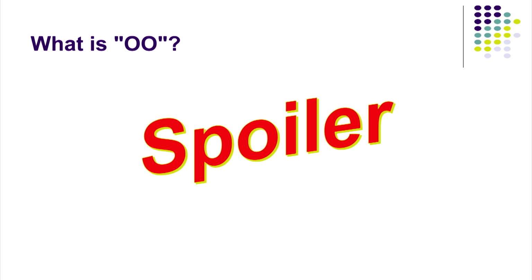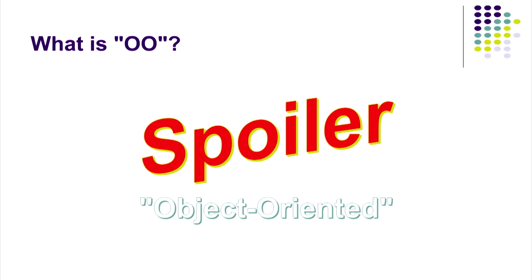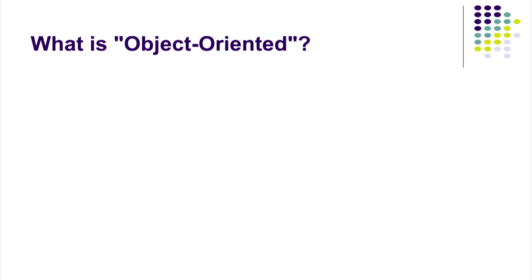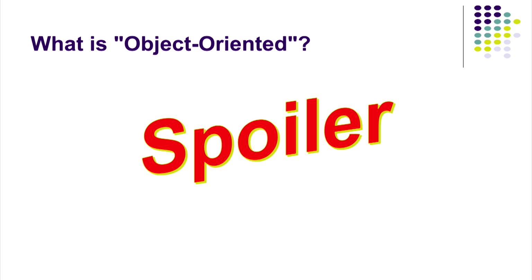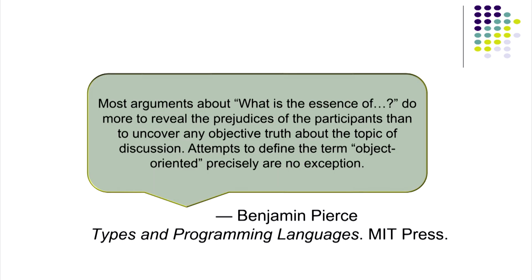Now, to begin with, I've been saying, what is OO? Well, spoiler, it's object orientation. Okay, but what is object orientation? Spoiler, nobody knows, right? So here's a quote from Benjamin Pierce's Types and Programming Languages textbook.